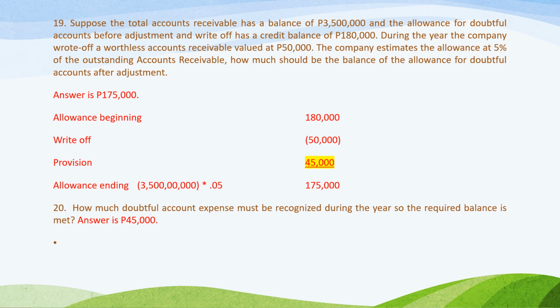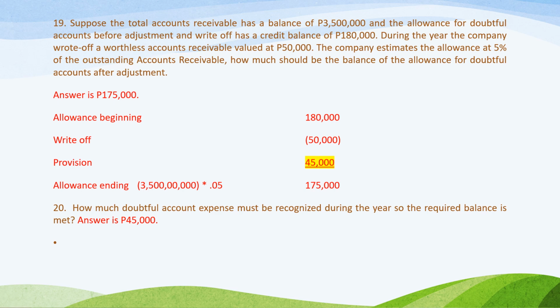This is the balance sheet approach. So, that means that the amount estimated is the ending allowance for doubtful accounts. So, 3,500,000 times 5%, the ending allowance for bad debts is 175,000. So therefore, having these amounts here, 180,000 minus 50,000 is 130,000. So how come it becomes 175,000?